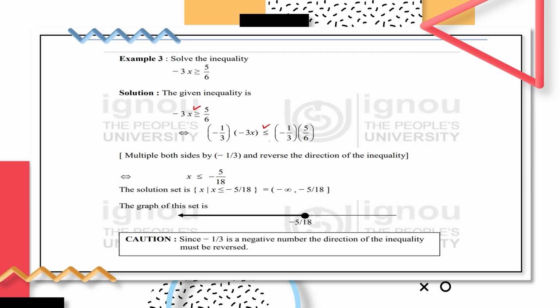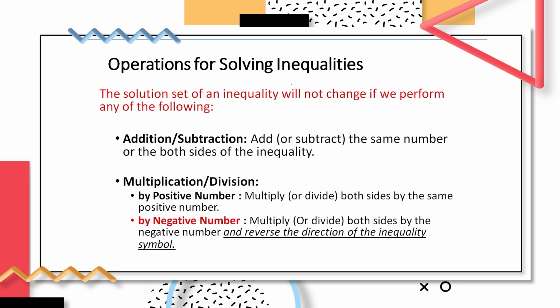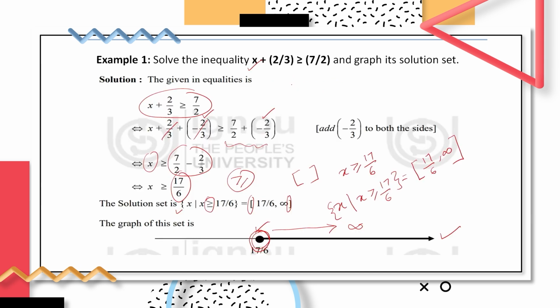Now let's solve one more example. Solve the inequality minus 3x greater than or equal to 5 by 6. Now this is an important question because over here we are going to address the understanding which I had mentioned, that the solution set of the inequality will not change if we perform any of the following. And over here when we are multiplying or dividing both sides by a negative number, then reversing the direction of the inequality is required.